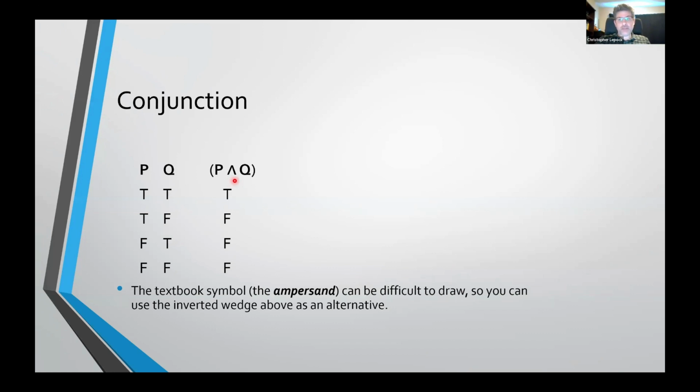This is an inverted wedge, and it's commonly used as an alternative symbol for conjunction. Note that this generally doesn't apply for the symbols of SL. You can substitute out the ampersand because that's one that historically causes a lot of problems. You can't generally substitute out the symbols in this course. So you can replace the ampersand with the inverted wedge, right? This is fine.